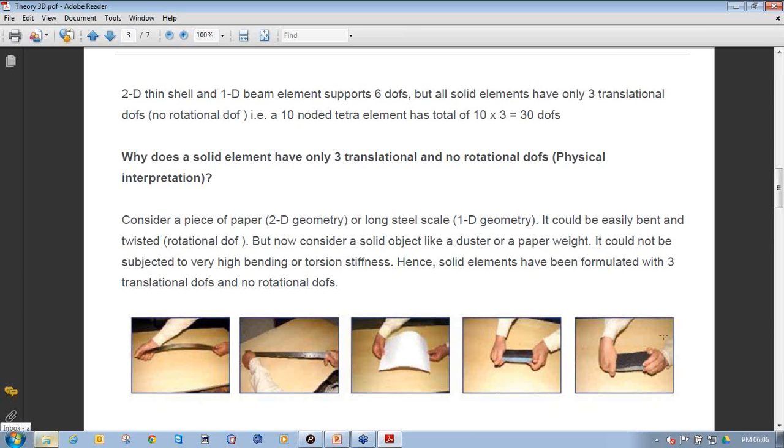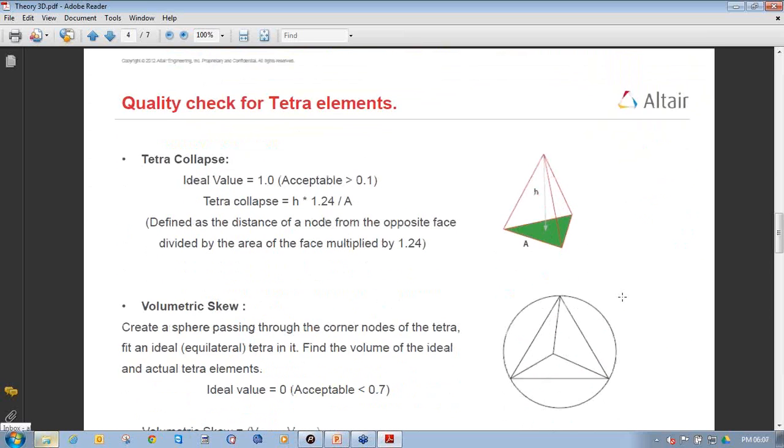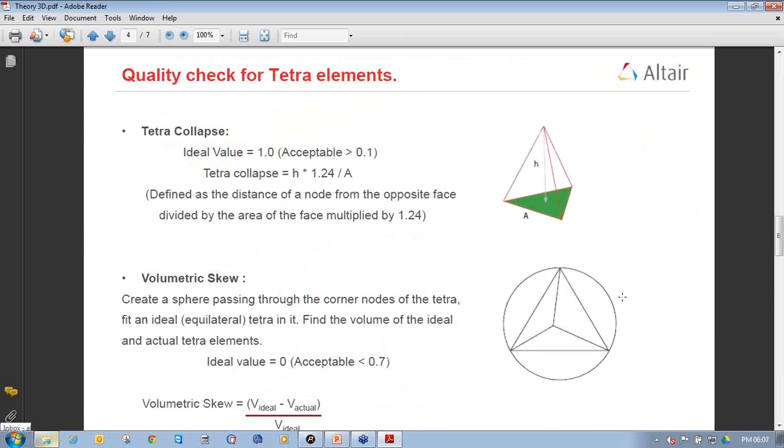So that's why a solid element has only 3 translational degrees of freedom, that is translation along X, Y and Z, but it doesn't support any rotational degrees of freedom. Then we will discuss the quality checks for tetra element.